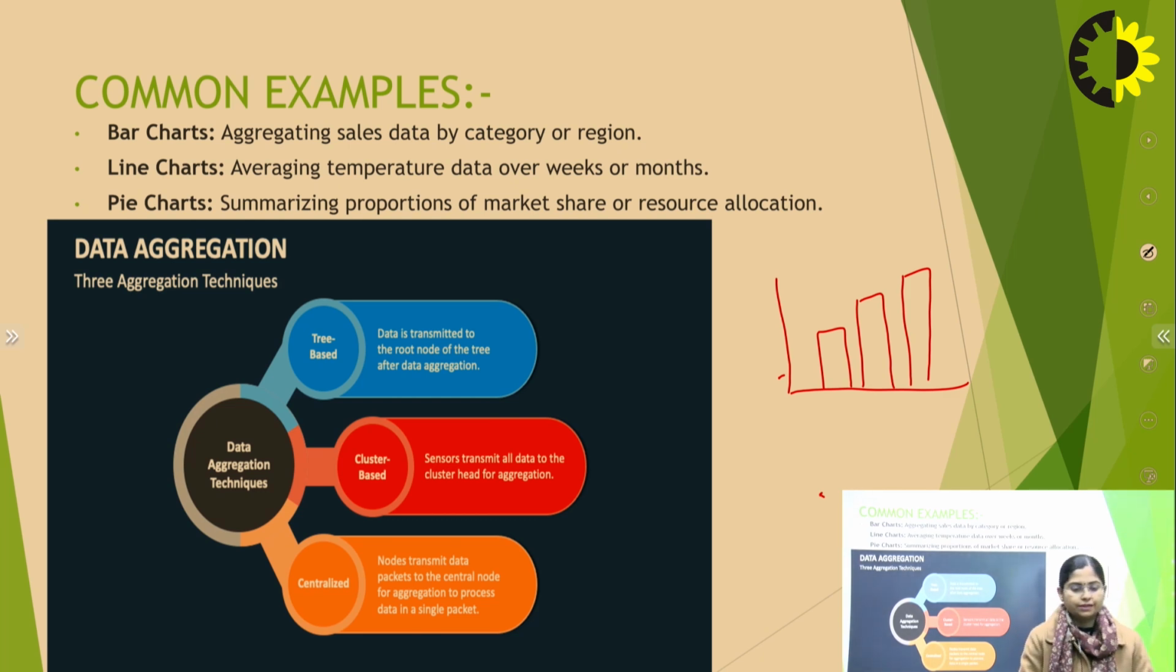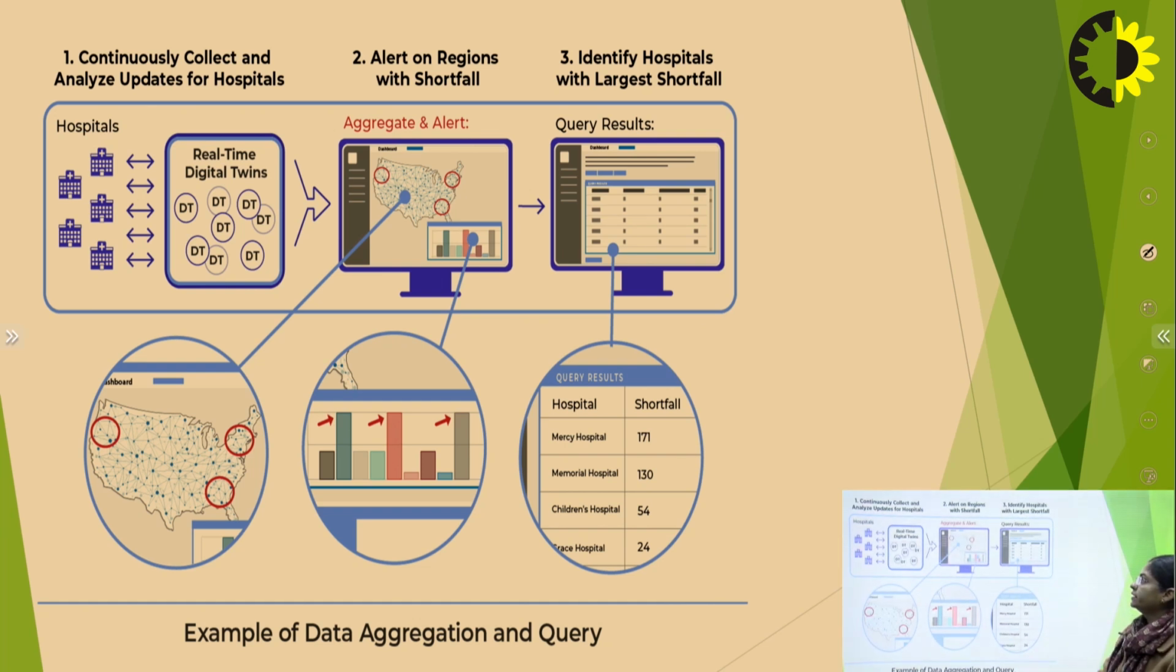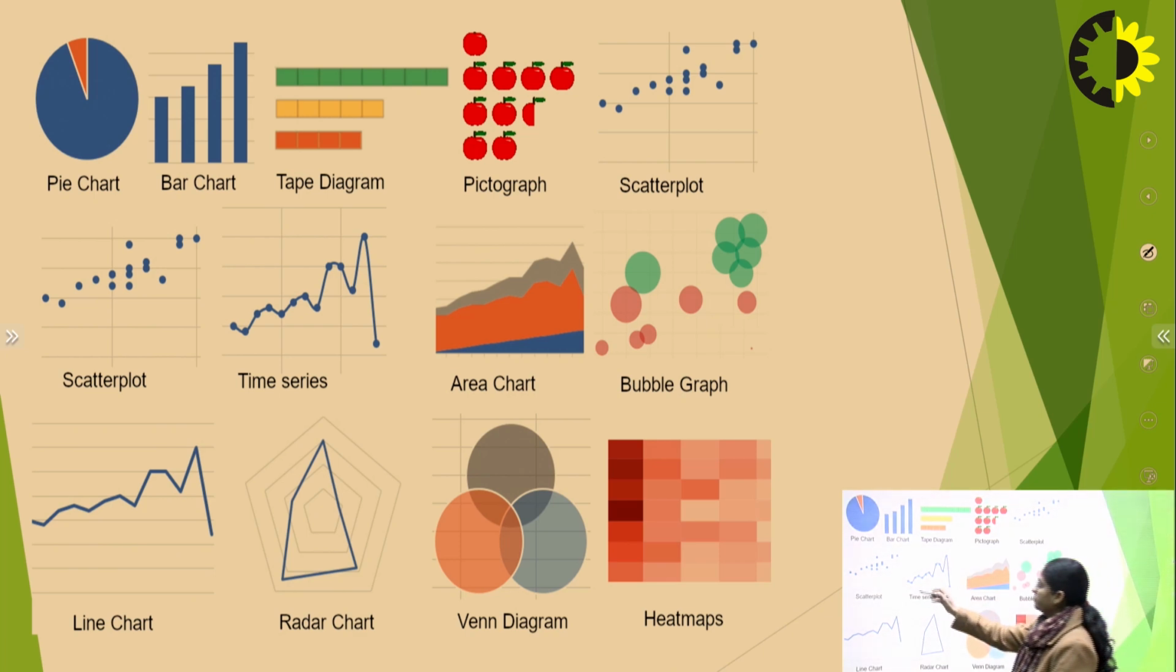Another example is the elections. In the election results, you must have seen these kinds of graphs on the news channels, showing that this particular party scored this much or that one scored that much. So these are examples of pie charts. Likewise, line charts: for example, continuously collecting and analyzing updates of hospitals, alerting on regions with snowfalls and identifying hospitals with large shortfalls. These are examples of the way charts represent data.